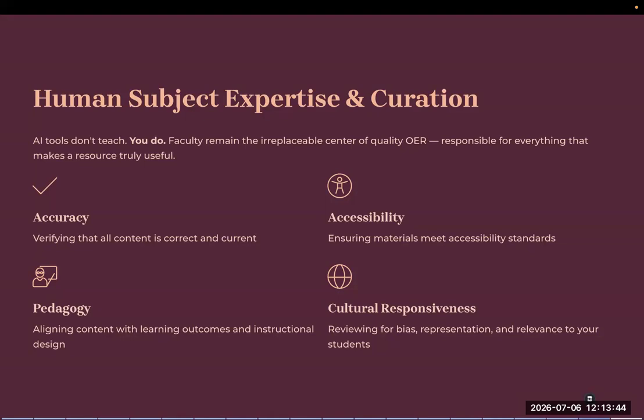Human subject expertise and curation. This is really what it comes down to. AI tools don't teach. AI tools don't know the nuance of humanity. The faculty are the irreplaceable center of quality OER and responsible for making sure that the content is truthful, that it's accurate, that you've embedded the pedagogy, the andragogy, and the heutagogy frameworks into the content, that it is ADA and WCAG compliant and accessible, that it has culturally responsive pedagogy and UDL built in. That is something that only humans can do.